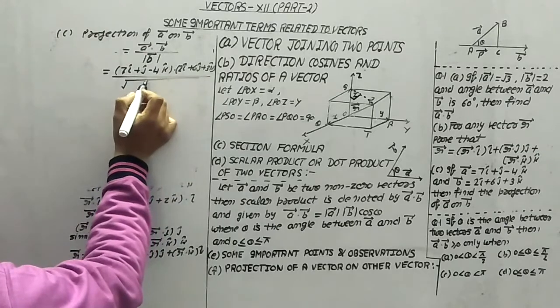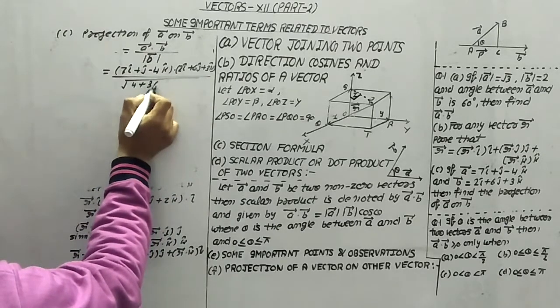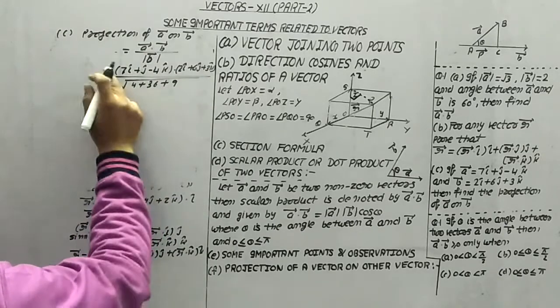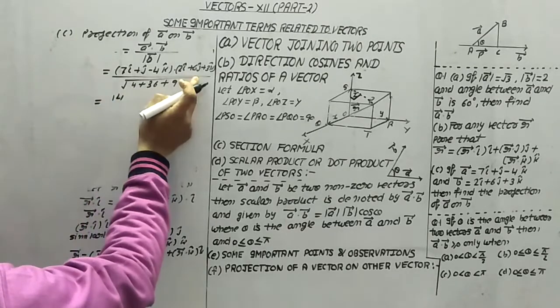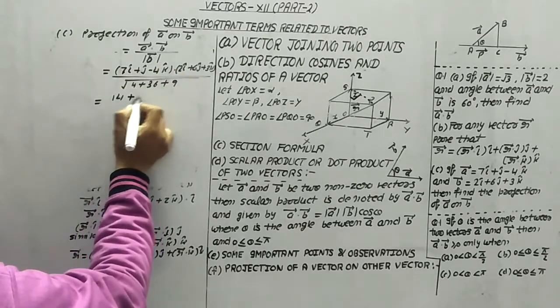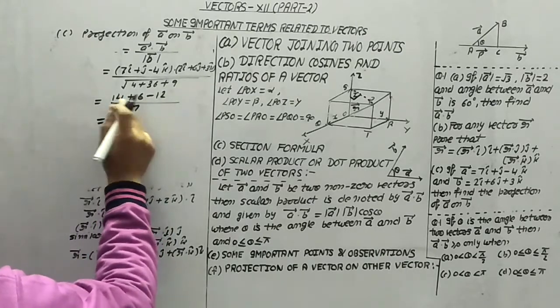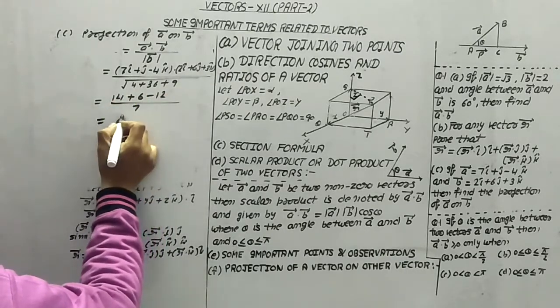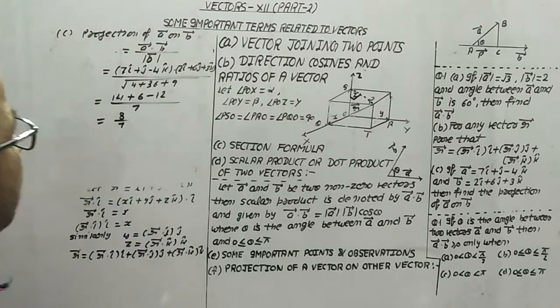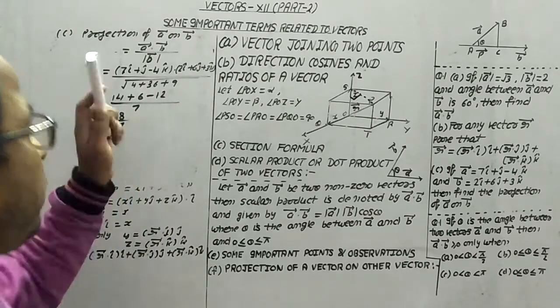Magnitude of B means 2 square, which is 4, plus 36 plus 9, which gives 7. If we do the multiplication, 7 times 2 is 14, i dot i is 1, plus 6 minus 12, upon 7. It means 14 minus 12 is 2, plus 6 is 8, so 8 upon 7 is the projection of A on B.